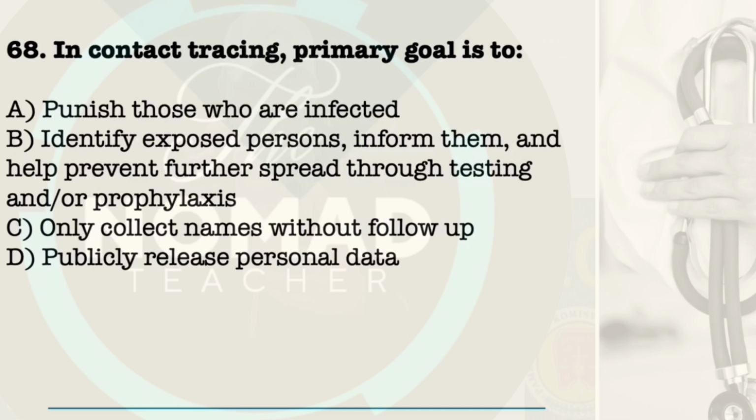68. In contact tracing, the primary goal is to: A. Punish those who are infected. B. Identify exposed persons, inform them, and help prevent further spread through testing and/or prophylaxis. C. Only collect names without follow-up. D. Publicly release personal data.